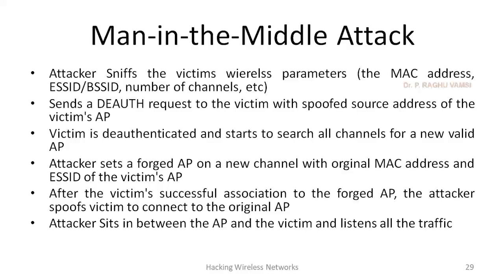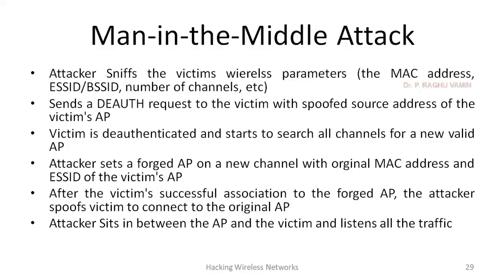Then the attacker sends the de-authentication request to the victim with the spoofed source address of the victim's access point. So the access point's source address will be captured, and a de-authentication request will be directly sent to the victim with the address of the access point. So the victim's machine will feel that this de-authentication has come from the access point. Then automatically the victim device will act on that and be de-authenticated from the access point. Now the victim is de-authenticated and starts to search all channels for a new valid access point. Previously, the victim machine may have been connected on channel 1 or channel 2. Now, once the de-authentication has happened, the victim will start searching all channels for a new valid access point.